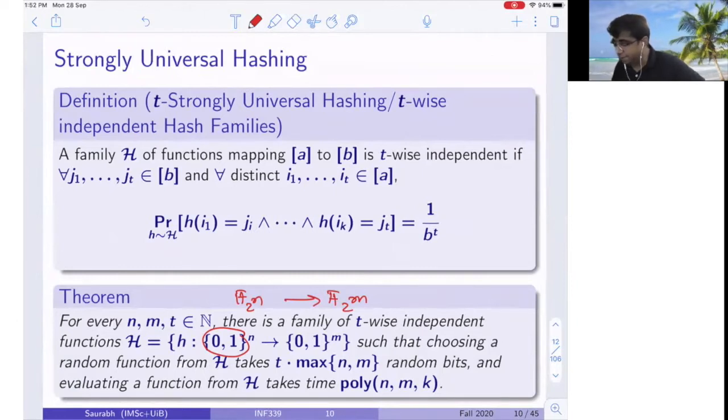such that choosing a random function from H takes t times max of n, m random bits, okay? And evaluating a function from H takes time polynomial in n, m, t, right? So the typical application when you will apply this, n will be like polylog m, m will be like polylog n, okay? So that is why everything here will be a poly function. So just remember that given any n, m, and t, we can construct t-wise independent hash functions with h from F to the power 2^n to F to the power m, okay?